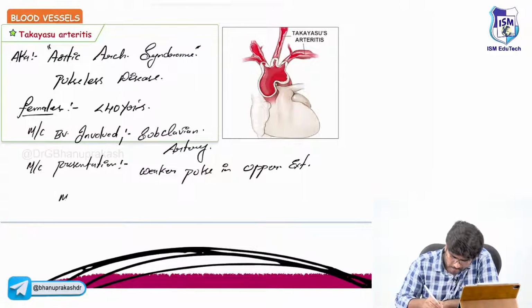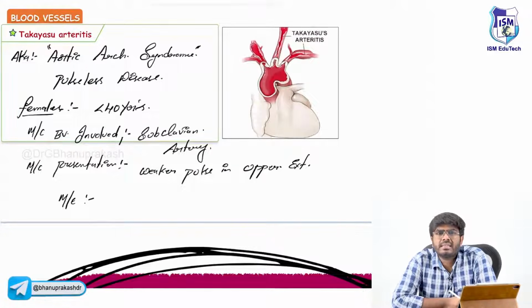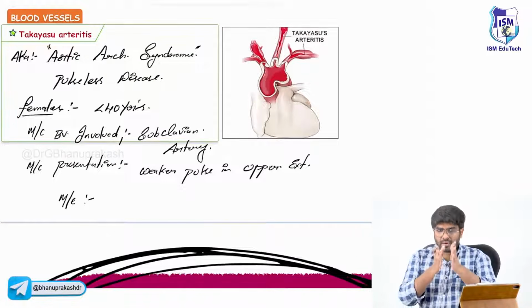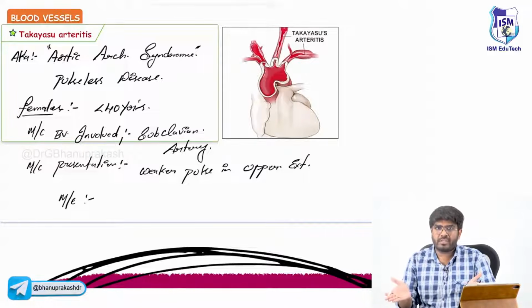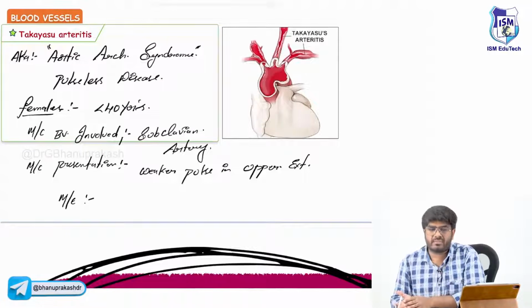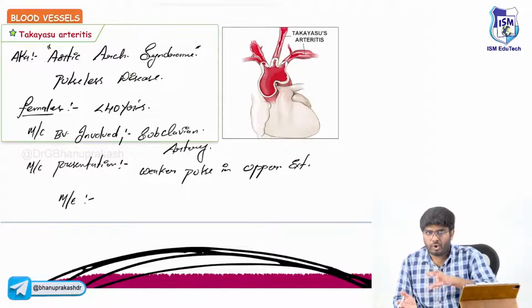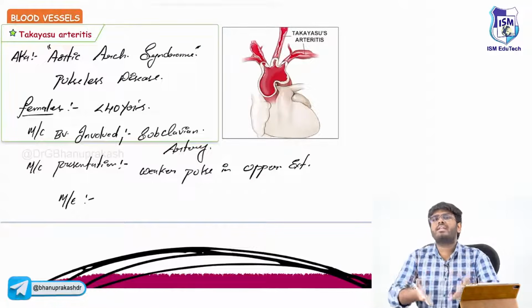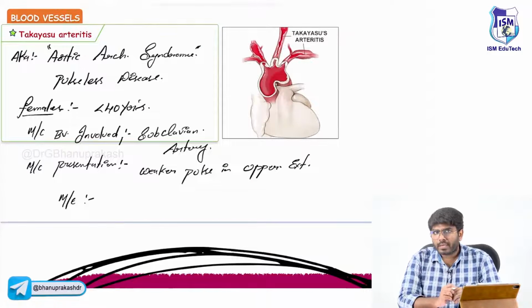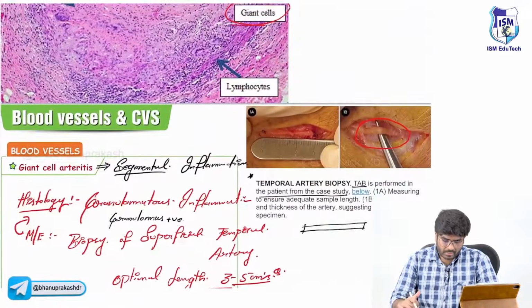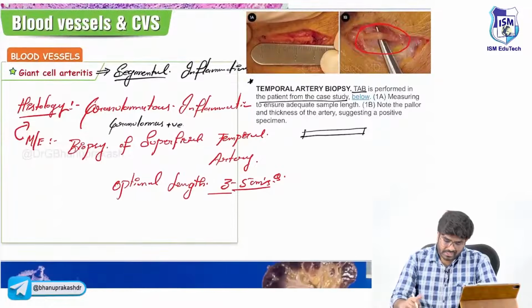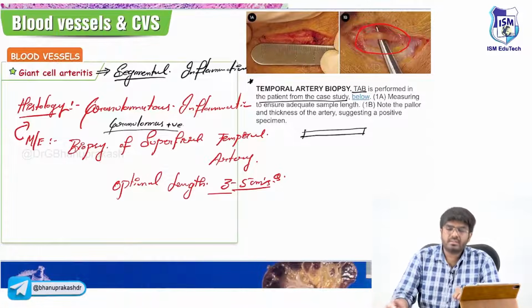Now, on microscopic examination, what will you see? Sir, is it a granulomatous vasculitis or a non-granulomatous vasculitis? In the inflammation topic, we discussed there are two types of inflammation: granulomatous and non-granulomatous. If there is presence of granulomas, then it is called granulomatous inflammation. Now tell me, the temporal or giant cell arteritis, yes, it is a granulomatous vasculitis.